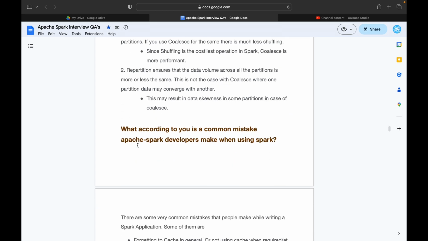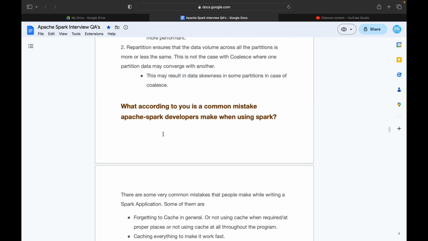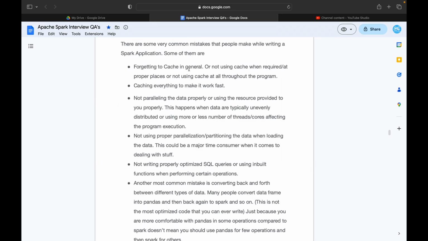The next question is: what, according to you, is the common mistake Apache Spark developers make when using Spark? There are very common mistakes that people make while writing a Spark application. This is a very basic question asked in Spark interviews. So the first thing is forgetting to cache in general.